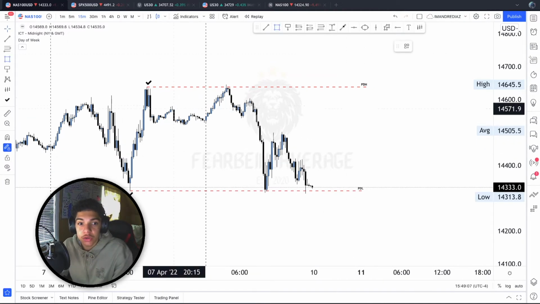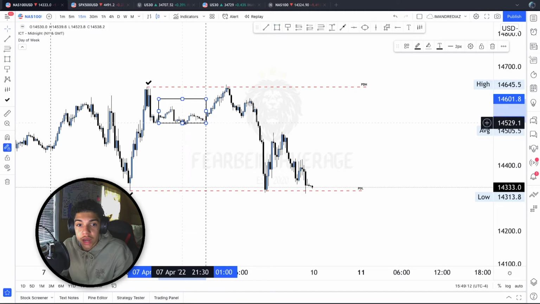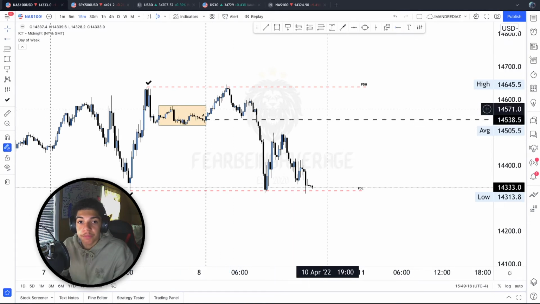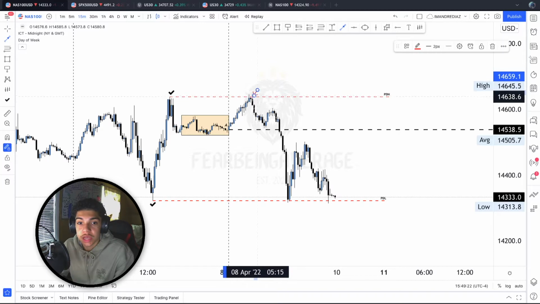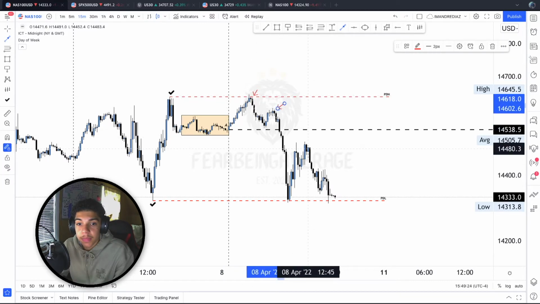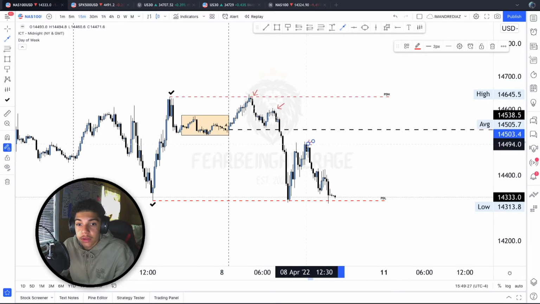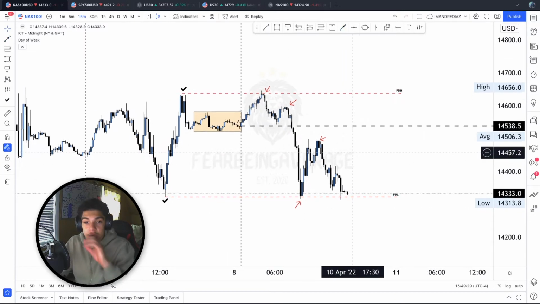So next thing we're going to do is mark up that previous day's Asian session range, and we're going to see how price reacted with this specific area. And then we're going to get that 12 a.m. open, which is going to be right here. So there's a few areas that I want you guys to pay attention to. One is going to be this high, second one's going to be this high, third one's going to be this high, fourth one's going to be this low. And these are going to be our main important areas.